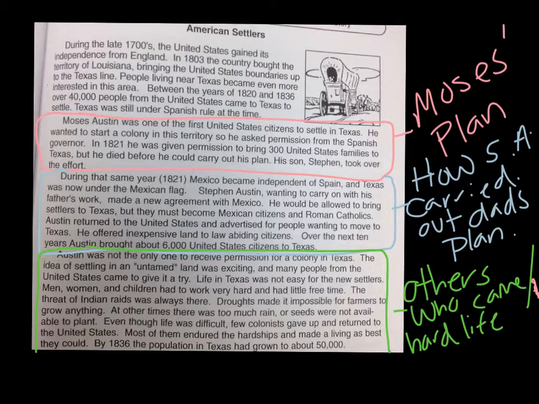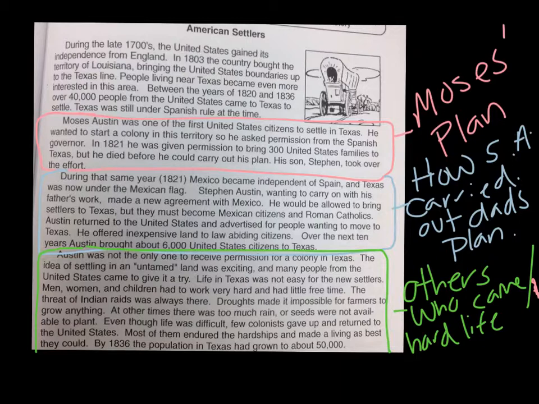During that same year, 1821, Mexico became independent from Spain, and Texas was now under the Mexican flag. Stephen Austin, wanting to carry on with his father's work, made a new agreement with Mexico. He would be allowed to bring settlers to Texas, but they must become Mexican citizens and Roman Catholics. Austin returned to the United States and advertised for people wanting to move to Texas. He offered inexpensive land to law-abiding citizens. Over the next 10 years, Austin brought about 6,000 United States citizens to Texas.